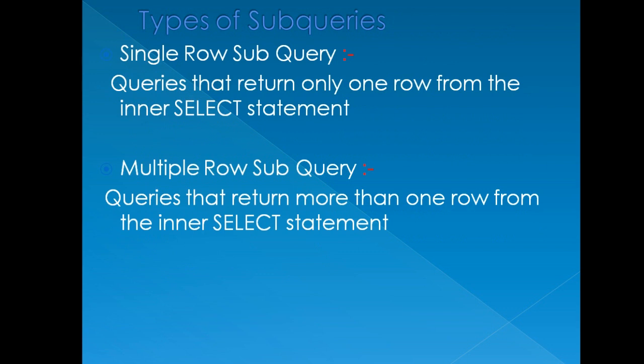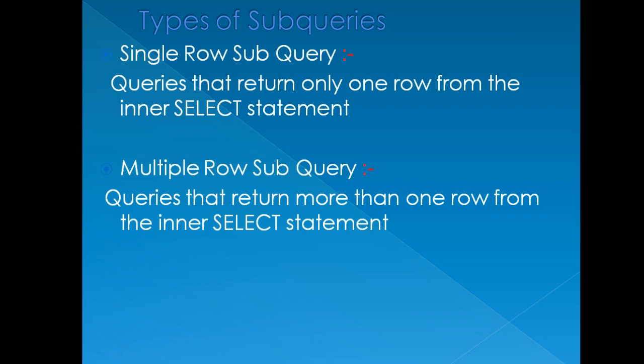So we have two types of subqueries. One is single row subquery and the second is multiple row subquery. A single row subquery is a query that will return only one row from the internal select statement, whereas a multiple row subquery is a query that returns more than one value from the internal select statement.